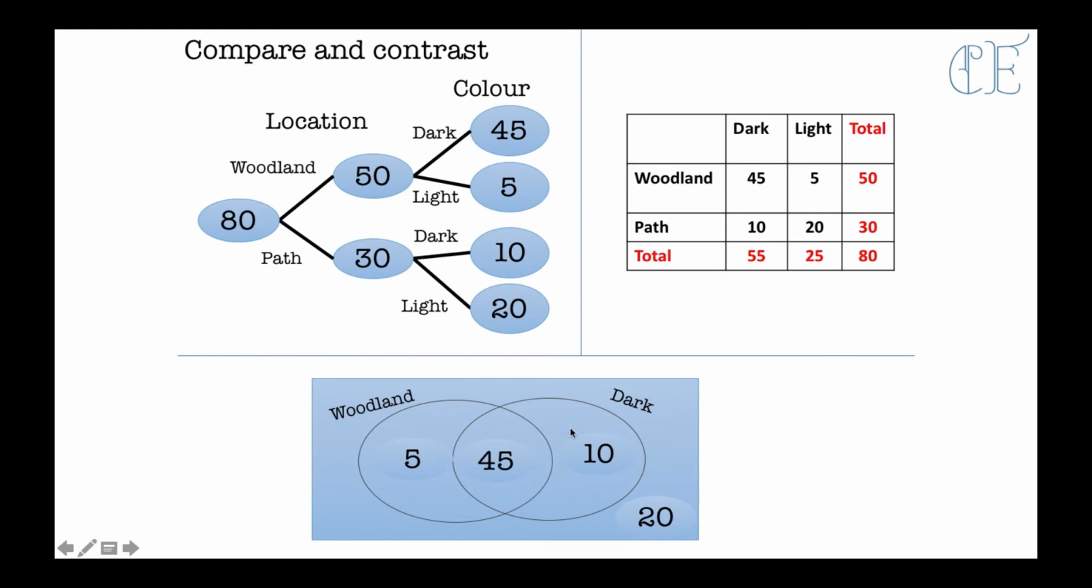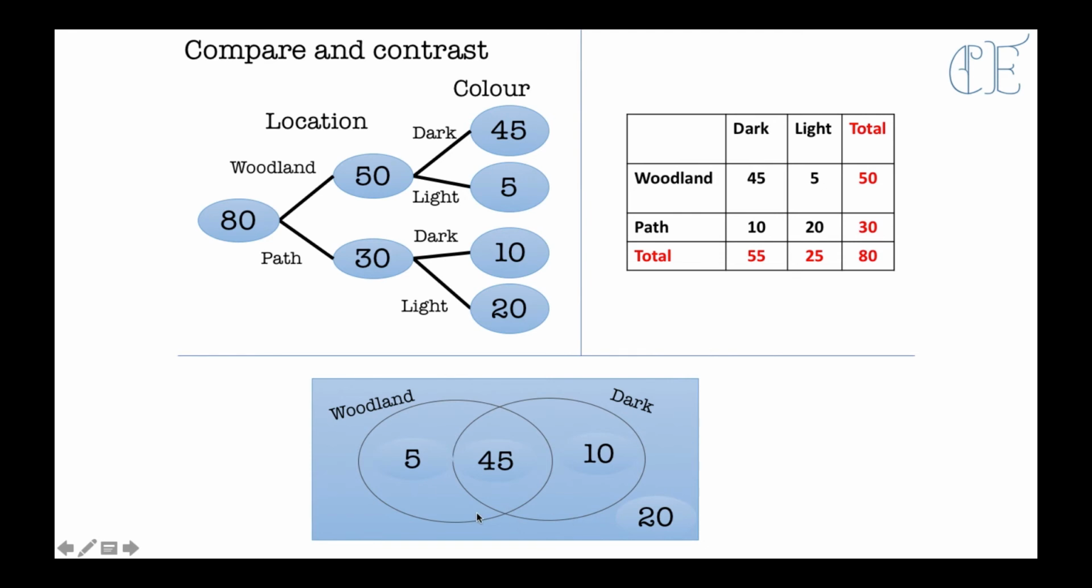Okay, and as you can see here, we have people that went to the woodland and who said it was dark. So the people that went to the woodland altogether is 50. So all of these numbers inside this Venn diagram should be 50 because we're only looking at the woodland and we're only looking at when it was dark. Well, the ones that went to the woodland is 50. So we can write this frequency tree as a Venn diagram.